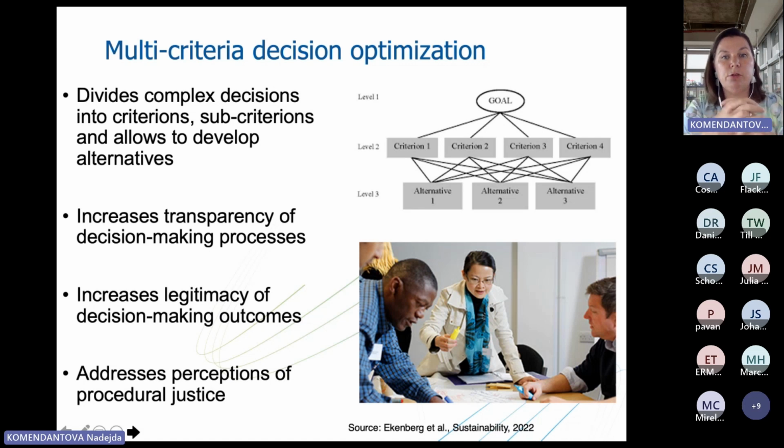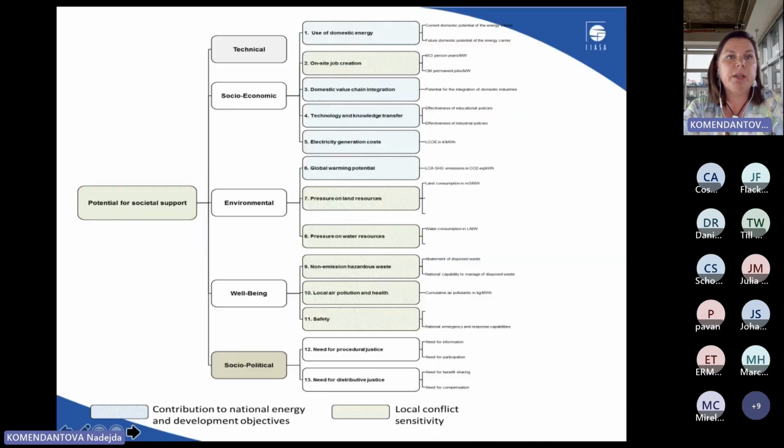It also increases legitimacy of decision-making outcomes, because stakeholders were already involved in this process. They had an opportunity to contribute. They had an opportunity to discuss and to understand arguments of each other. And it also addresses the perceptions of procedural justice, meaning how stakeholders are being involved, if their choices and voices were heard, and what were the outcomes of the decision-making process itself.